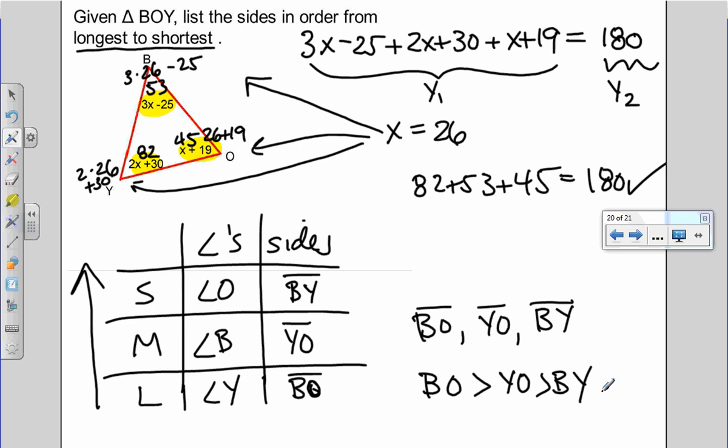Whew, that's a lot of work, but it's worth it, and that's probably what you're more likely to see on the SOL.